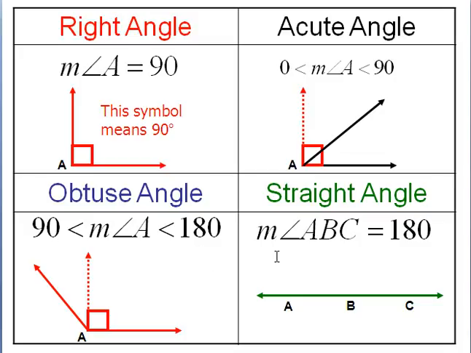And then there is a straight angle. A straight angle looks simply like a line. We could say the measure of angle ABC here is 180. It's called a straight angle. There is also a reflex angle, which is greater than 180 but less than 360.